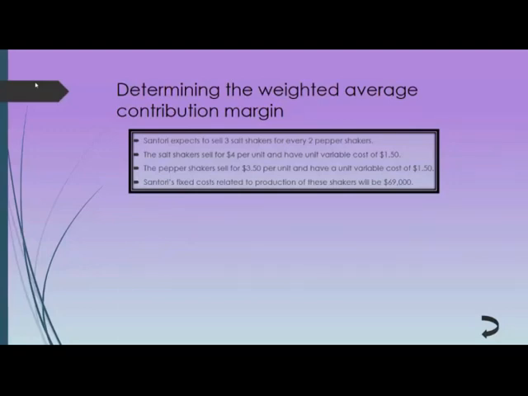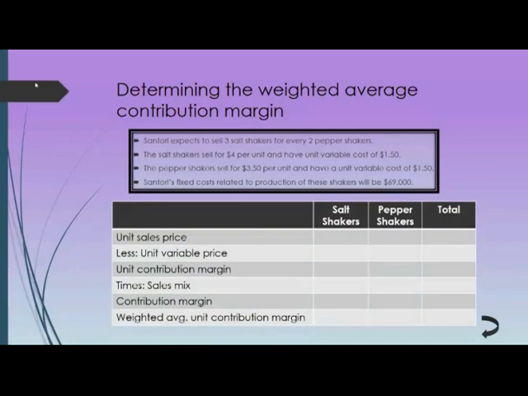Well, now we need to determine our weighted average contribution margin. We're going to do so by using this table. So let's start with our salt shakers. Unit sales price. Given in our information, they're going to sell each salt shaker for $4. The pepper shaker sells for $3.50. That is the pepper shaker's unit sales price. Let's subtract out our unit variable cost. Each shaker, regardless if it's a salt shaker or a pepper shaker, is going to cost $1.50 to produce. Well, we can figure out our unit contribution margin for our 2 distinct product lines. The salt shaker is going to have a unit contribution margin of $2.50. The pepper shaker's contribution margin is going to be $2.